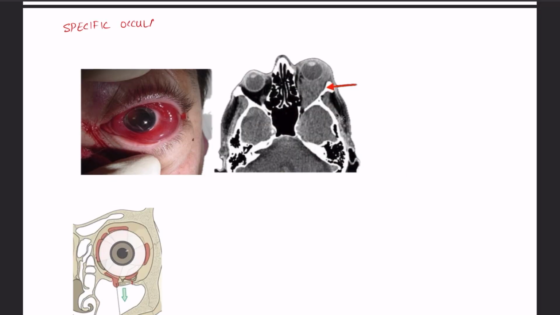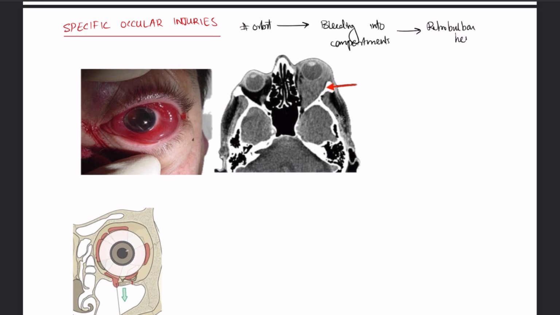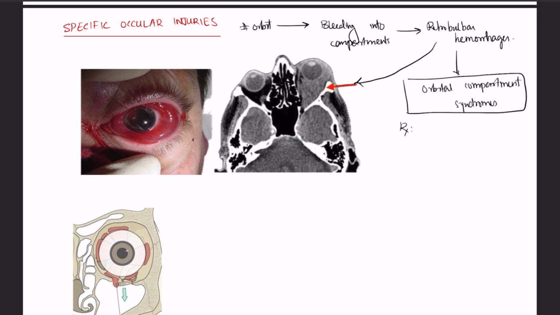Specific injuries of the eye. First, about the fracture of the orbit, which can lead to bleeding into the compartments and retrobulbar hemorrhages. Retrobulbar hemorrhages will look like this in CT, and orbital compartment syndrome it will cause. The treatment is canthotomy and cantholysis. Cantholysis will act as a fasciotomy.